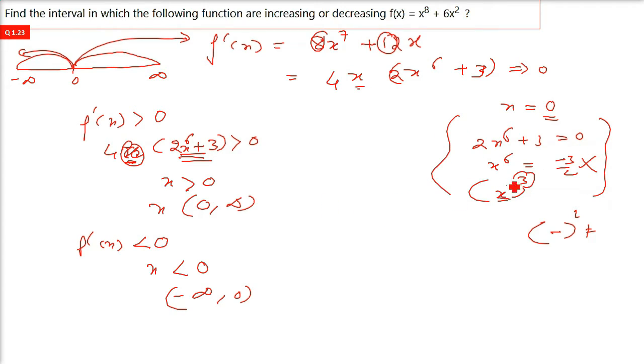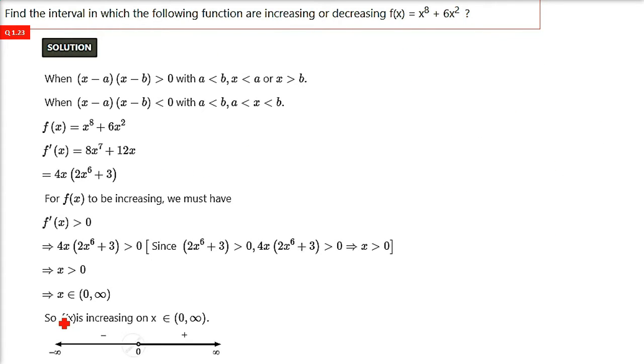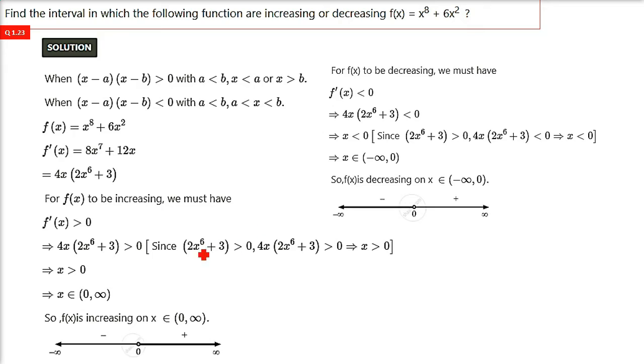This concept I already told you. So this is the only catch in this question. Otherwise you know it already. Now let me show you the reference here. The thing which I explained to you has to be very clear. X square cannot be negative. That is why the final result which we got is 0 to infinity and negative infinity to 0. So this is the increasing interval and the other one was decreasing.